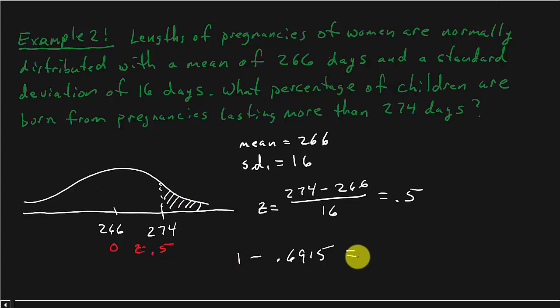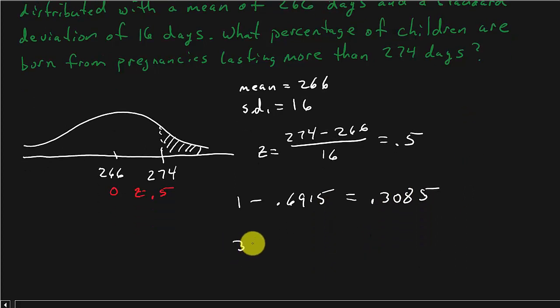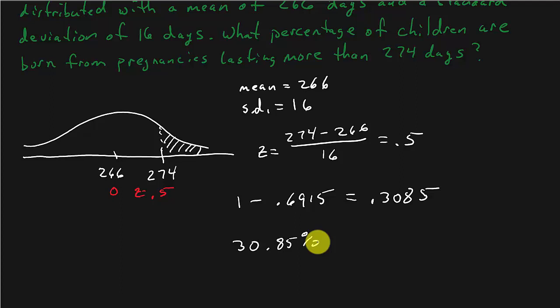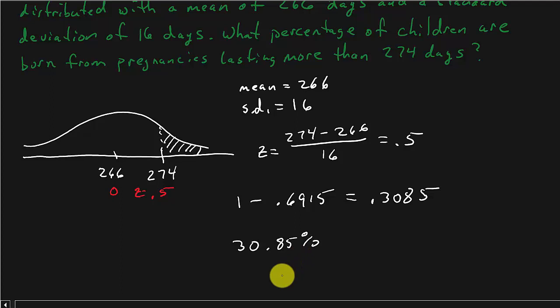And when we do that, 1 minus 0.6915 comes out to be 0.3085. And so we're at 30.85%. So that means 30.85% of children are born from pregnancies lasting more than 274 days. And that's your answer.